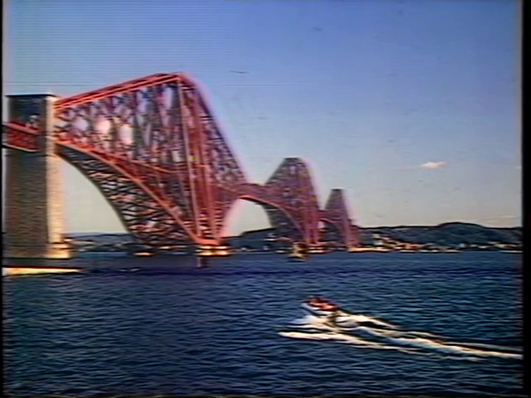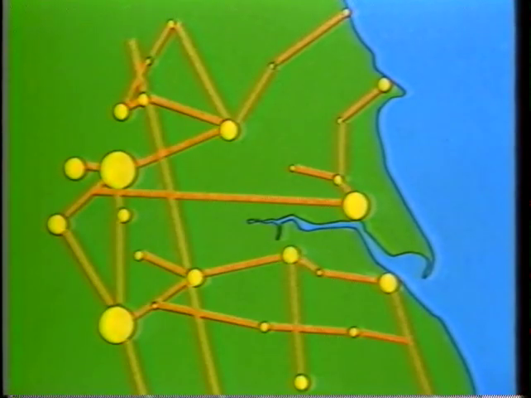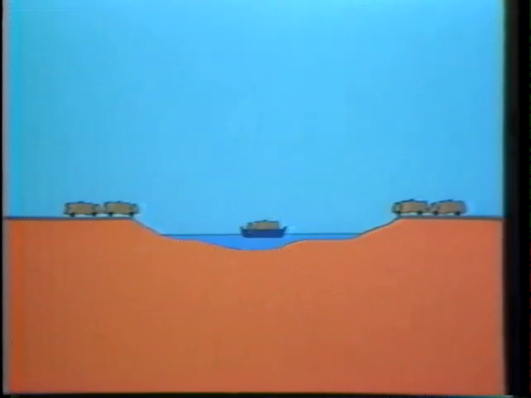Let's look at a typical project. The first thing is to define the problem. Currently, communication between these three urban centres is poor because the only way across the estuary is by ferry.